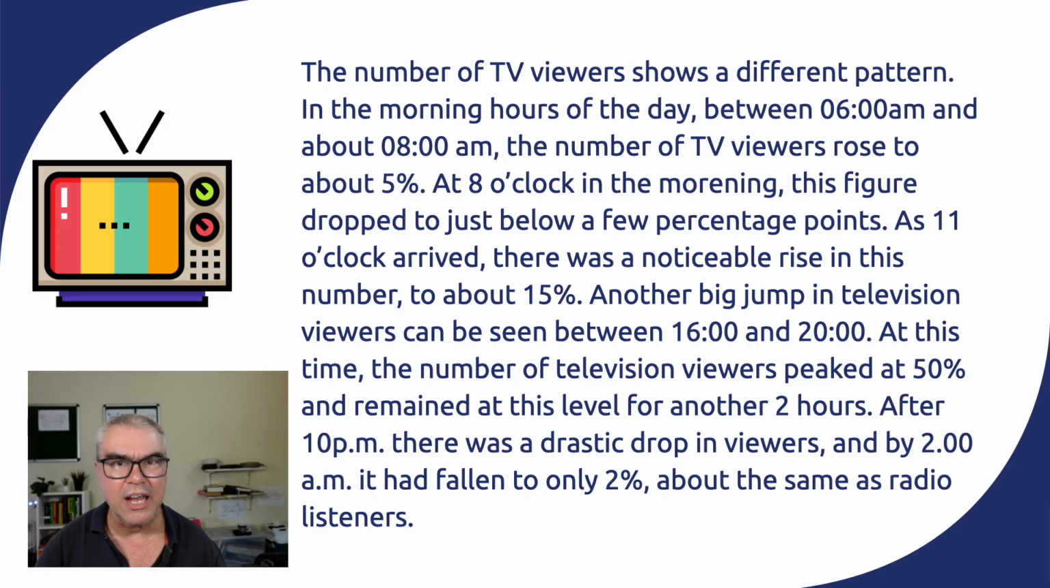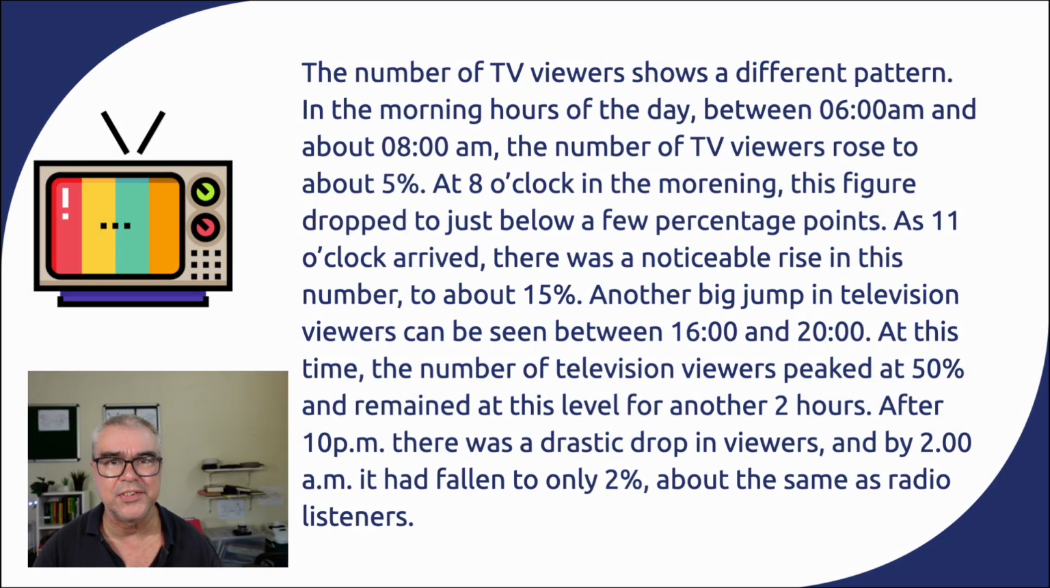As 11 o'clock arrived, there was a noticeable rise in this number to about 15%. Another big jump in television viewers can be seen between 1600 and 2000. At this time, the number of television viewers peaked at 50% and remained at this level for another 2 hours. After 10 p.m., there was a drastic drop in viewers, and by 2 a.m. it had fallen to only 2%, about the same as radio listeners.